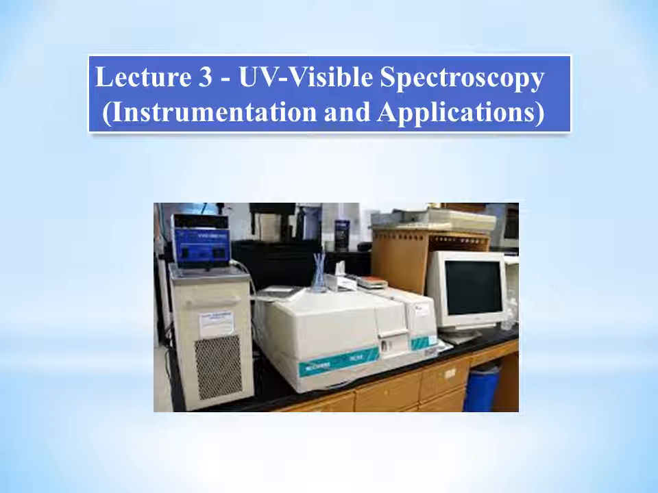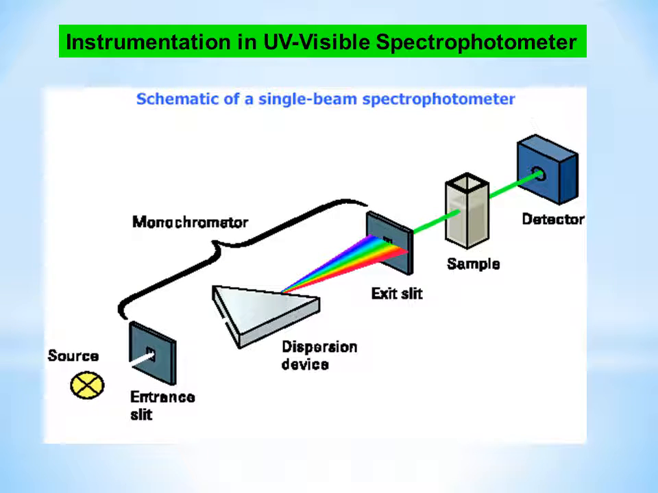So this is our lecture number 3 for UV visible spectroscopy. In this lecture we will see the instrumentation and applications of UV visible spectroscopy. This one is the UV visible spectrophotometer. Here we will see the single beam spectrophotometer. One more spectrophotometer is there, the double beam spectrophotometer, but today we will see only the single beam spectrophotometer.